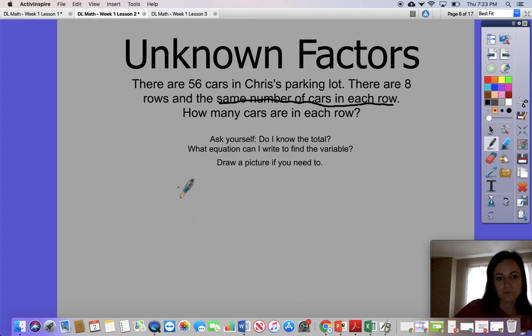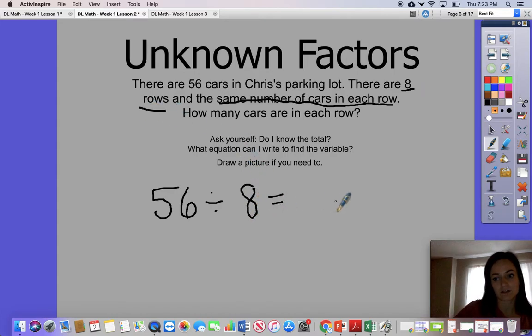So if we start with our total, we've got 56 cars in all, and I'm going to break them apart into 8 rows. 56 divided by 8 equals something. So I'm going to put a C for cars, okay? 56 divided by 8 equals C. Another way I could write this, which I know a lot of you are way more comfortable with multiplication than you are division, is you could say 8 times something will give me 56. Okay? If you want to sing your 8 song, whatever it does to help you, okay?